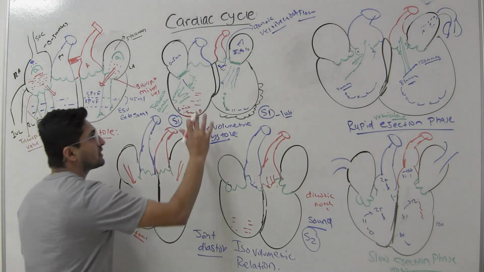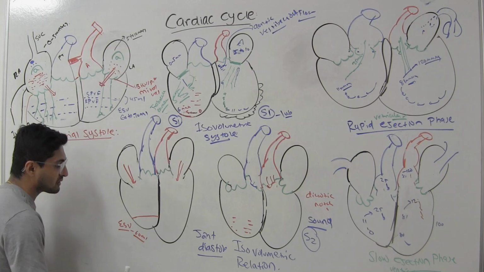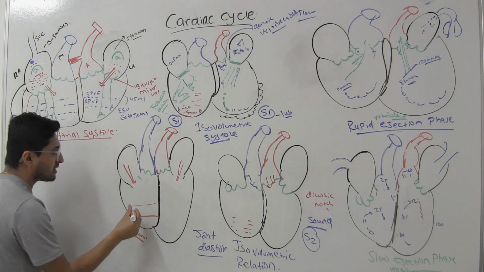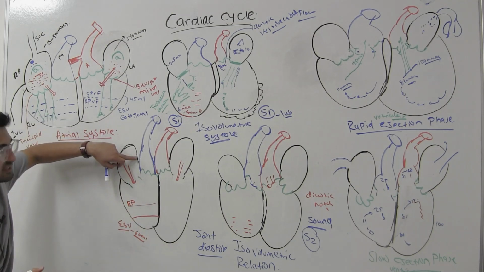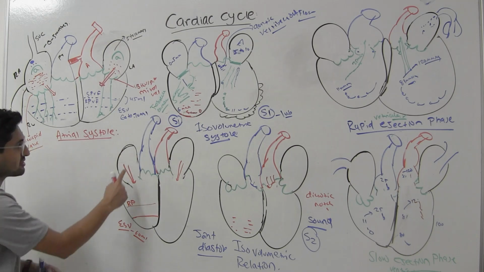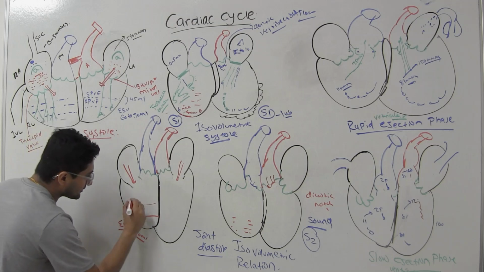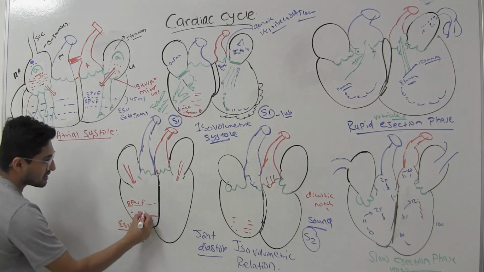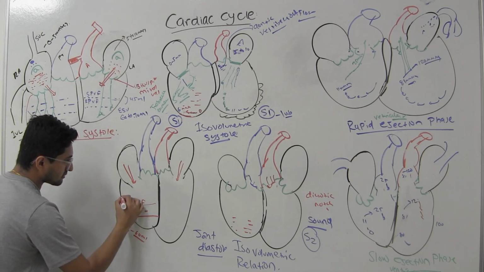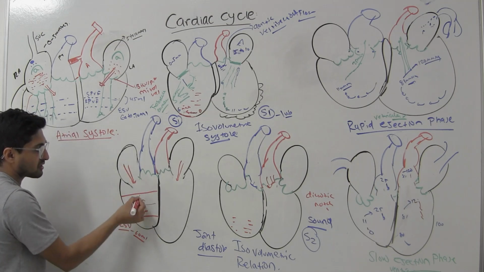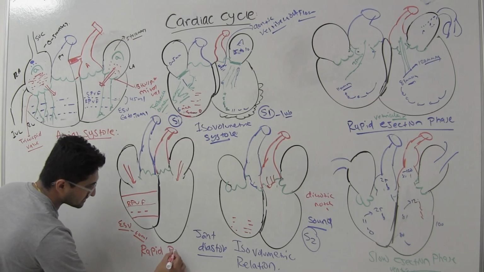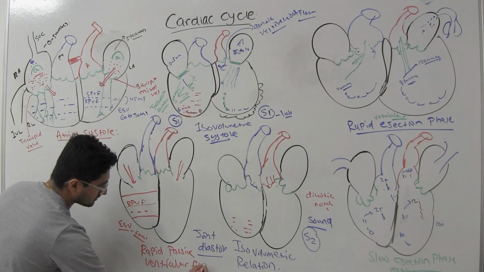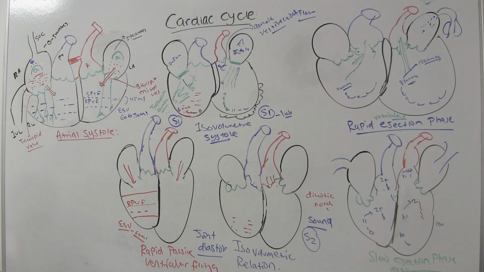And whatever blood has been accumulating during that atrial diastole phase is going to rapidly come and splash right here. Whenever it rapidly comes, we call it rapid. It's passive because they're not using energy; contraction requires ATP. Because of that, we call this phase rapid passive ventricular filling. So that's all the blood that comes in during the rapid passive ventricular filling.